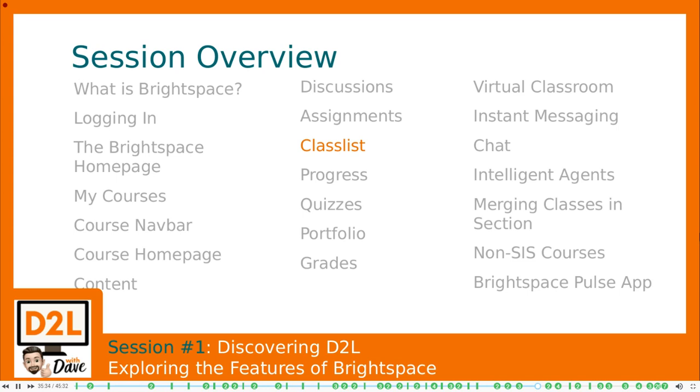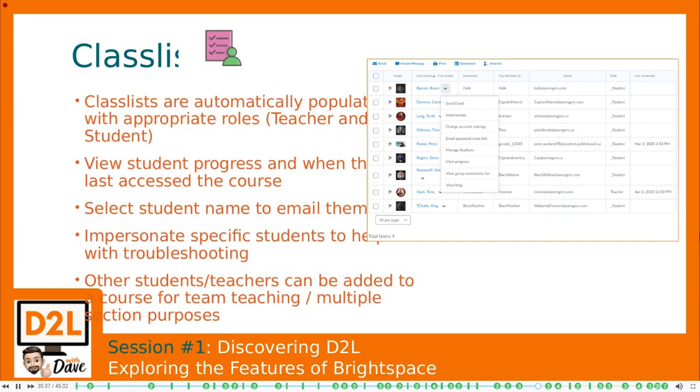Okay. Next, the class list. Your class list is populated with all of your students based on their roles, so teacher and student roles. You can view their progress right from within here. If you click on a name in the class list, it will start sending them an email. And then you can also impersonate students specifically. So I know earlier I showed you can view as a student, but here if I want to view something like Bruce Banner and I want to impersonate him just to make sure I know exactly what he sees if there's a problem, I can do that from within the class list.